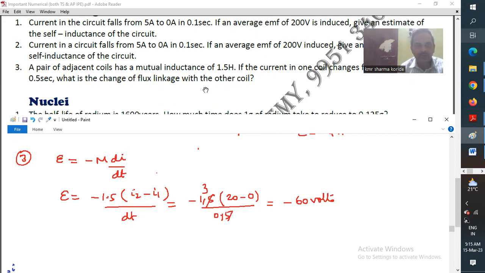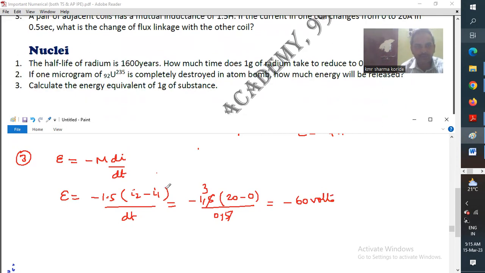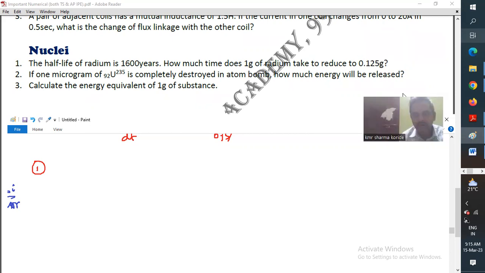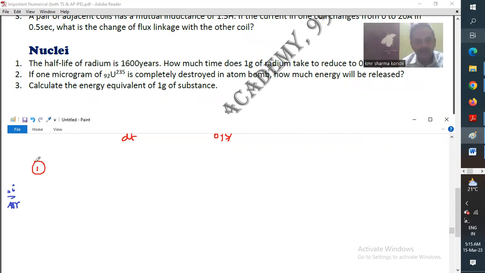So moving to the next chapter, that is nuclei. First question. The half-life of radium is 1600 years. How much time does 1 gram of radium take to reduce to 0.125 grams? So get back the formula. Total time taken for n disintegrations. Every disintegration takes place within half-life period. So the total time you are looking for. Before that, you need to find out n.